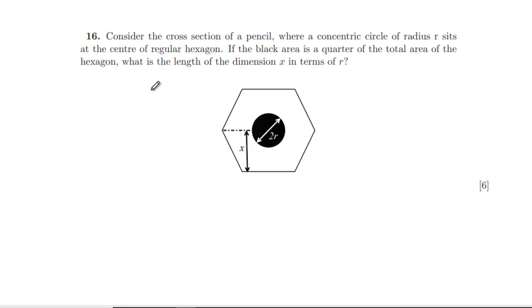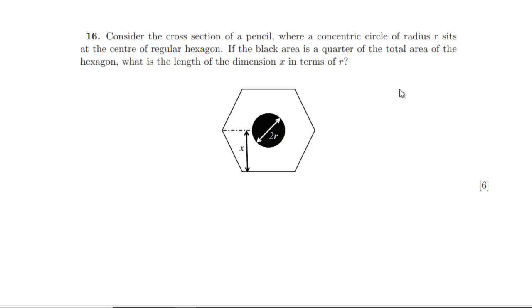Not that bad though. Consider the cross-section of a pencil where a concentric circle of radius r sits at the center of a regular hexagon. If the black area is a quarter of the total area of the hexagon, what is the length of the dimension x in terms of r? Right.